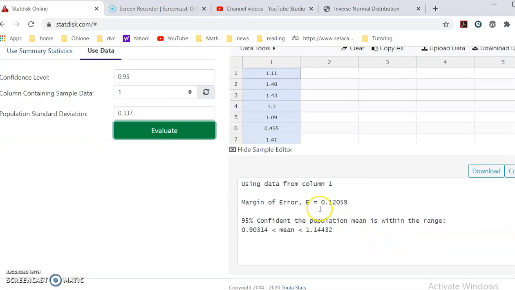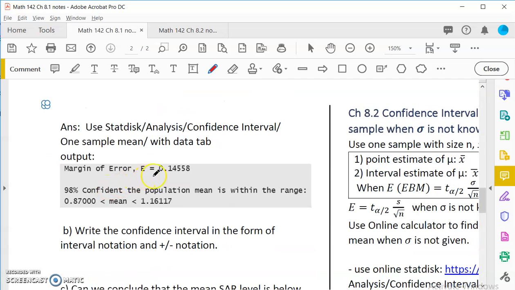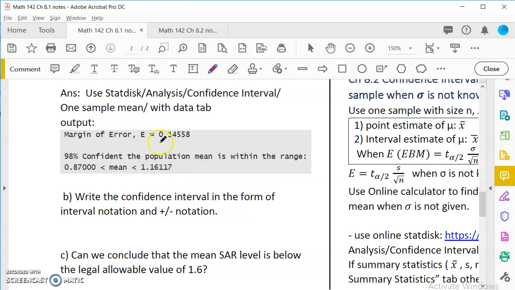Okay, so this is the answer. E is 0.121 if we want 3 decimal places. And then the mean interval is 0.903 to 1.144 for 3 decimal places. So go to the next page. So I say, use the data tab. And then I have this 0.1. No, not this one. I don't know where this comes from.